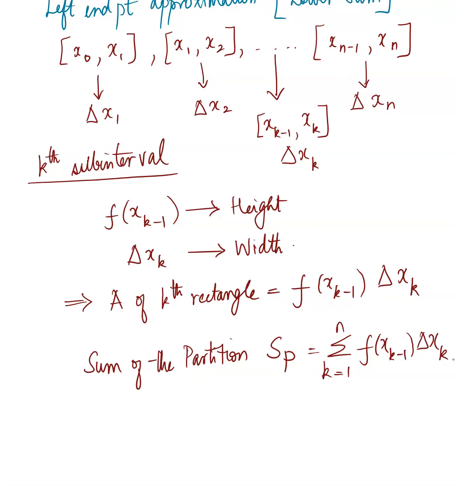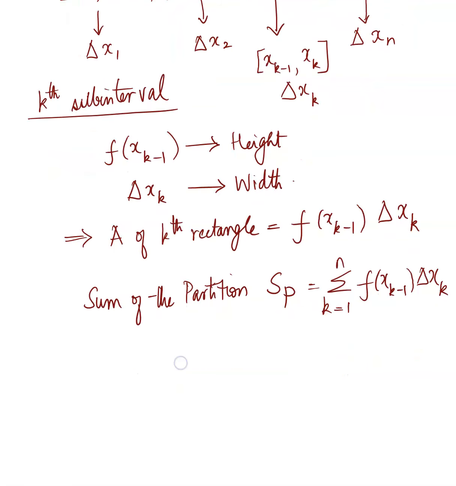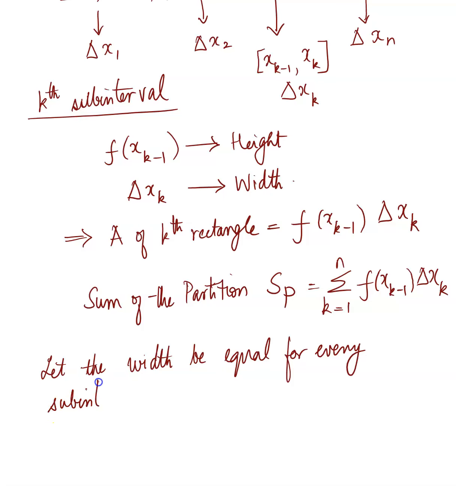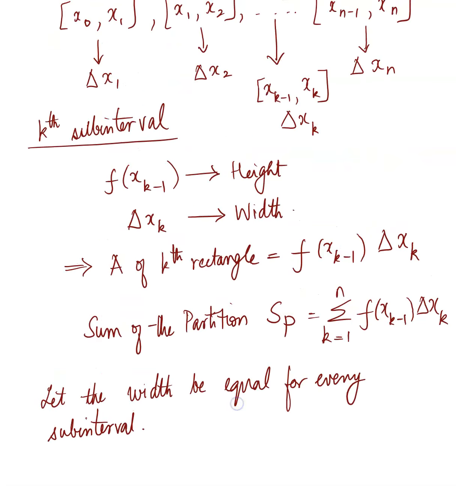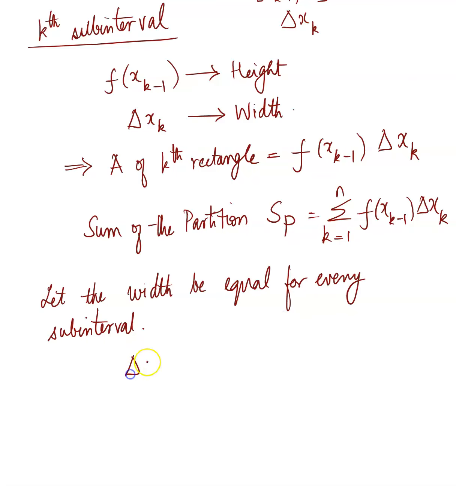And what we're saying is, let's say for convenience and uniformity, let the width be equal for every subinterval. If that's the case, then it's not going to vary by delta x1, delta x2. They'll all be the same delta x, right? They will all be the same width. So delta xk would simply be b minus a over n, because that's how we found the equal width, and that's how your delta xk will be defined.